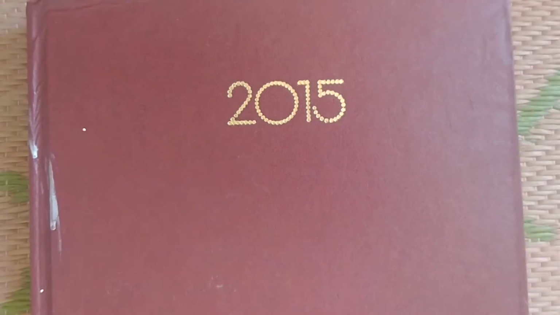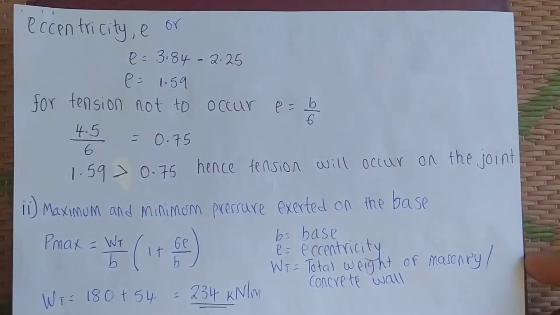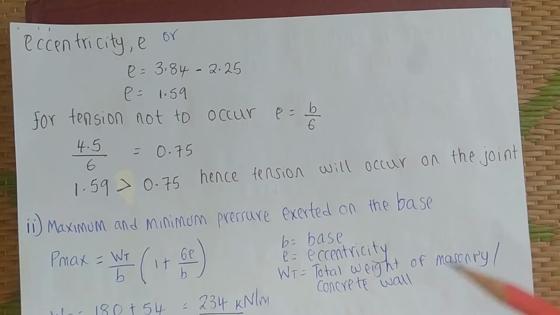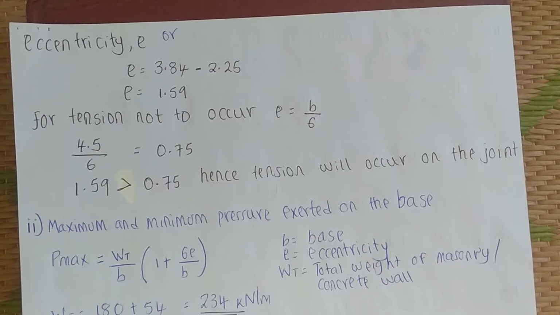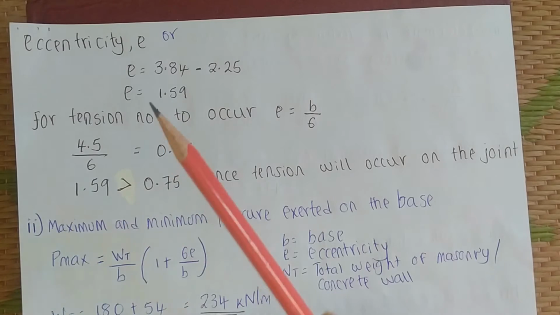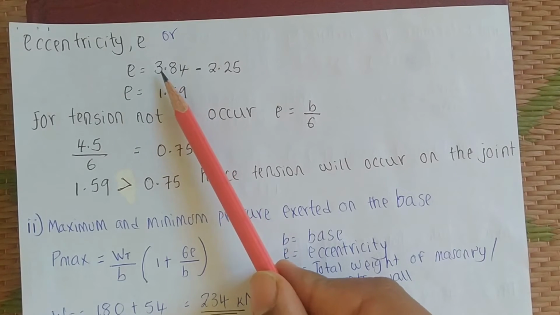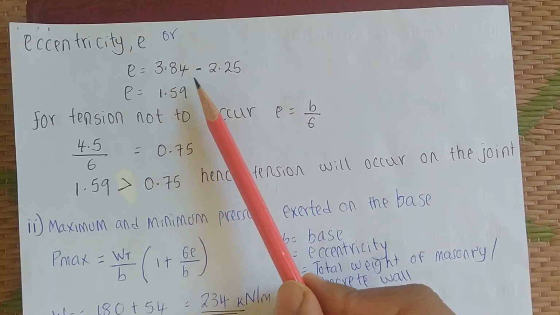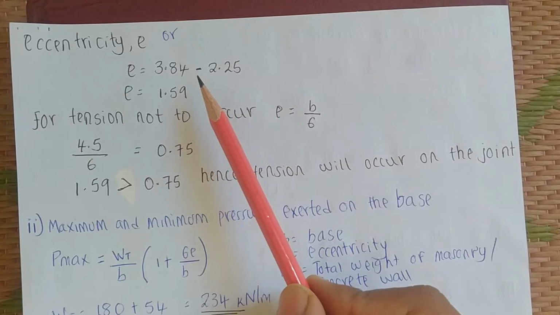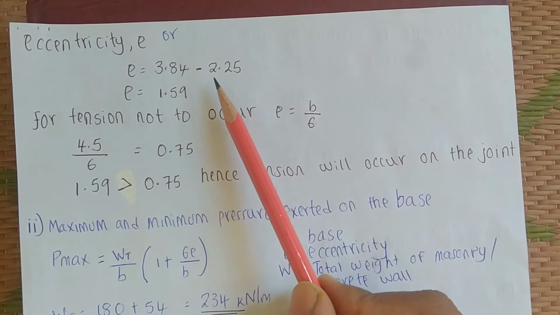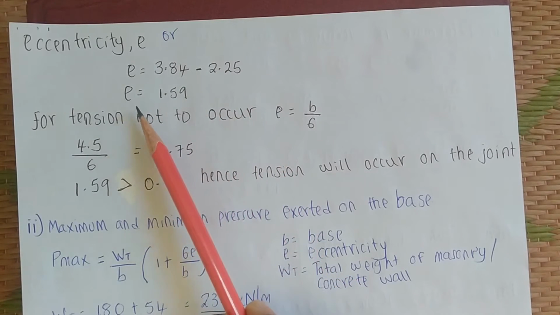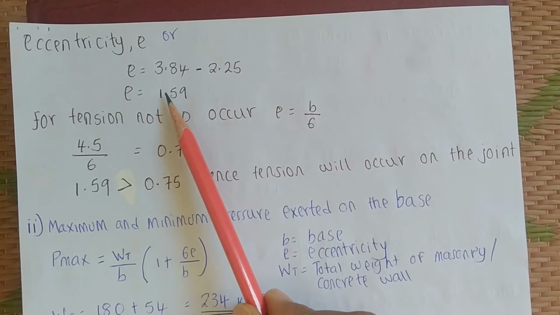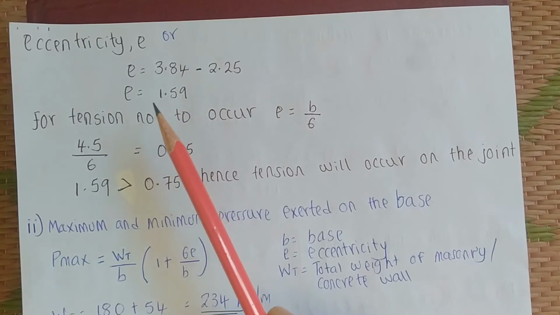And then there is another method. So we shall find the eccentricity. If you want to find the eccentricity, we shall take our x, which is 3.84, minus half of the base. So our base was 4.5. When you divide by 2, you'll get 2.25, and then our eccentricity, you'll get it as 1.59.